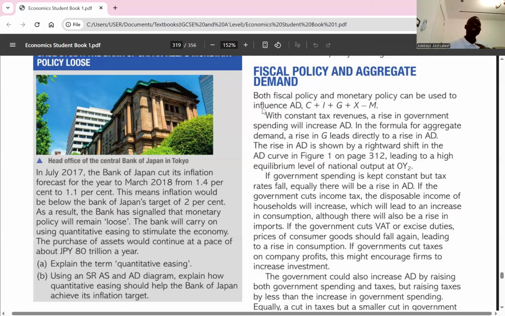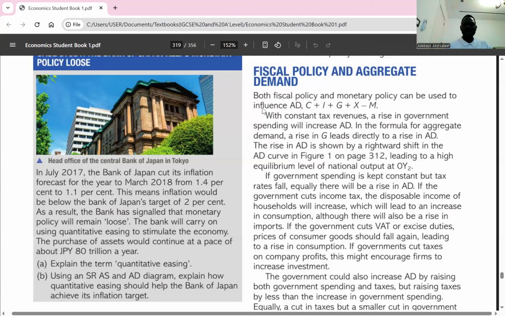Yes, sir. So for AD to increase, we need expansionary fiscal policy, and that might lead to what? An increase in budget deficit or a reduction in budget surplus. And for AD to reduce, we need contractionary fiscal policy, which might bring about a rise in budget surplus or a fall in budget deficit. I think it's clear. Yes. Any question about that? No.